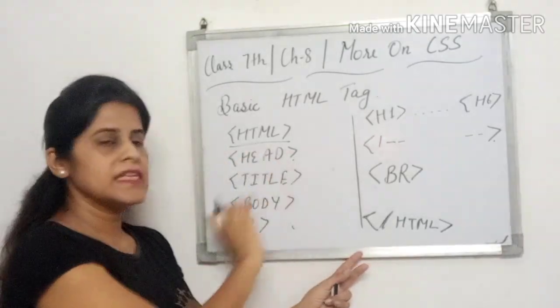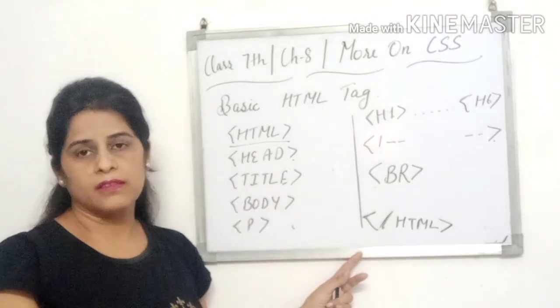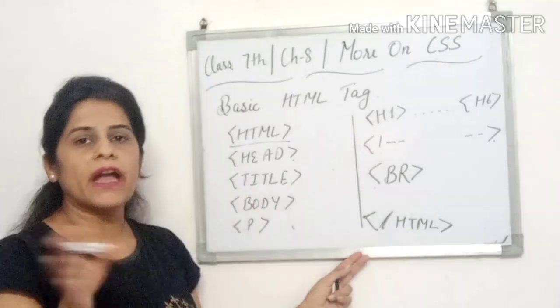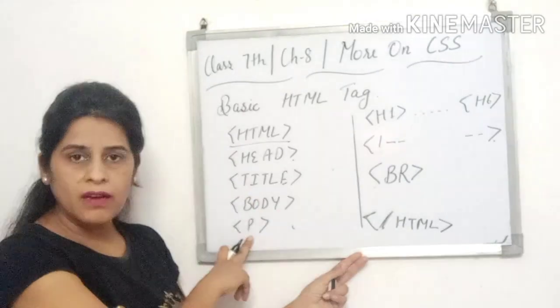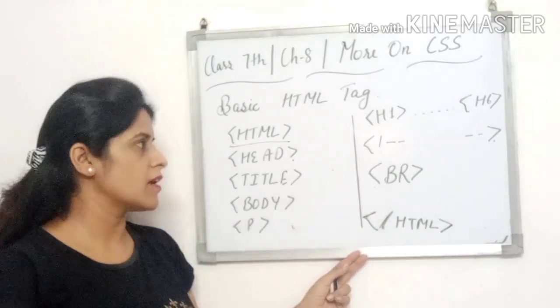When the head part is ended, then we will start the body part. In the body part we can write whatever we want to show on the web page. Suppose we want to write some paragraph, then we will use the paragraph tag and then we will write the paragraph, and after that we will end this paragraph tag.